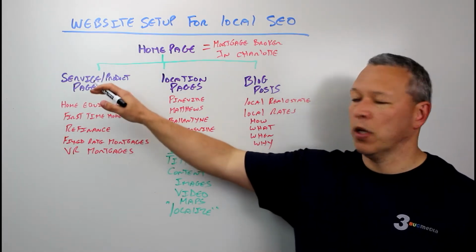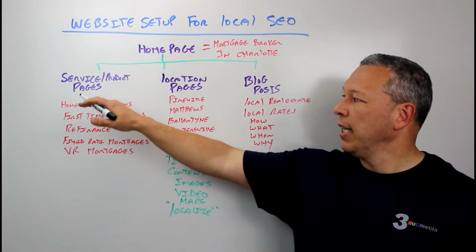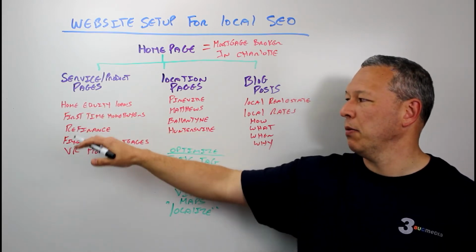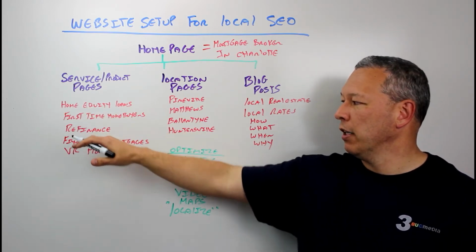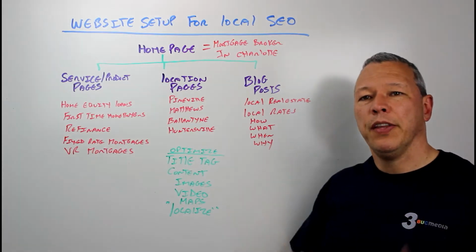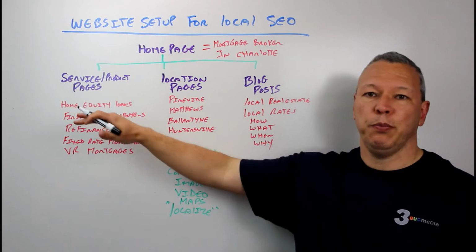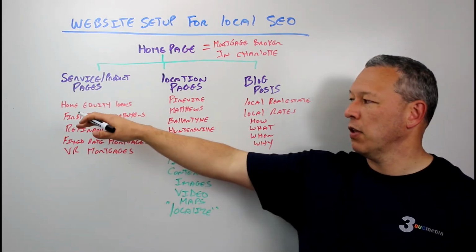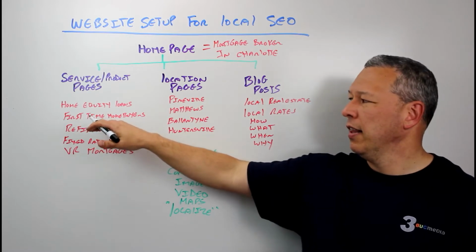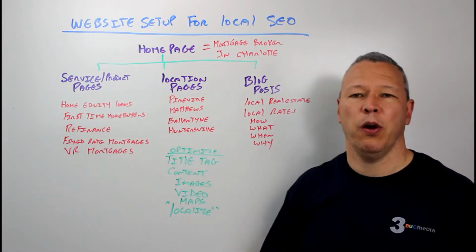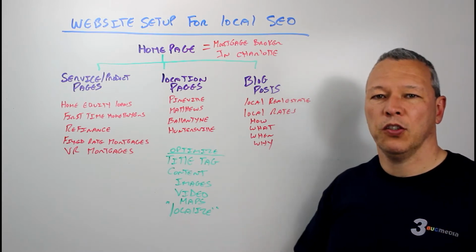So in this example, we're going to break down our service pages into separate pages. We would do something like home equity loans, first-time home buyers, refinancing, fixed-rate mortgages, variable rate mortgages, things like that. So now you have a service page created specifically for each one of these. If you have first-time home buyers in Charlotte searching, this service page has a good chance of ranking. Same thing for people searching for home equity loans, and so on.